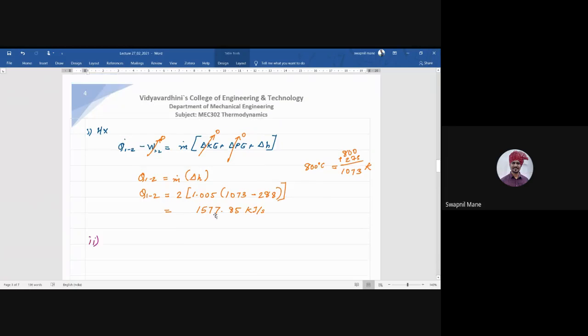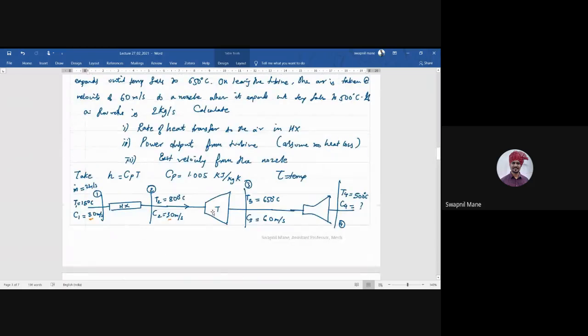What is the second question? Power output from the turbine, assuming no heat loss. Assuming no heat loss means the turbine is insulated. There is no heat loss from the turbine. So Q will be equal to 0. Right? Yes, sir.